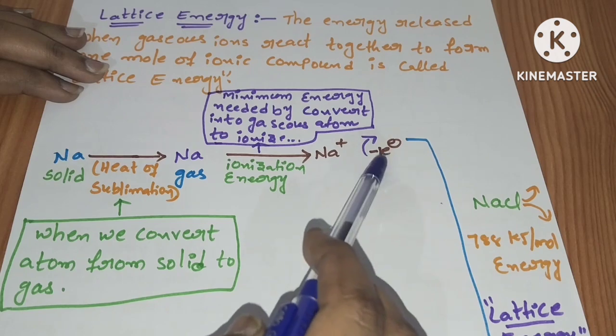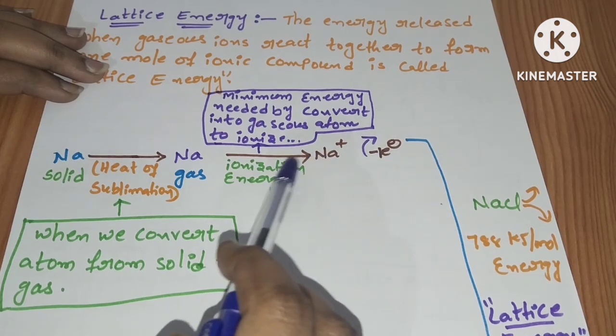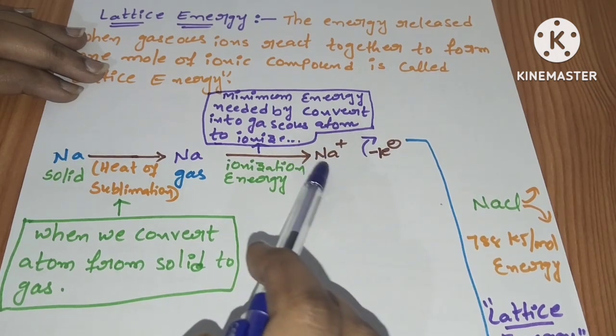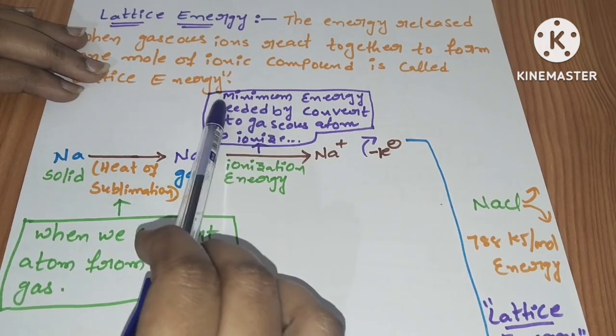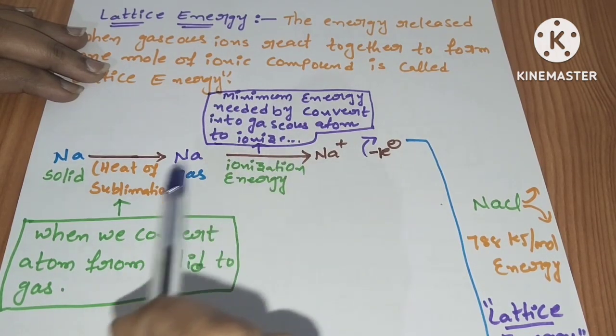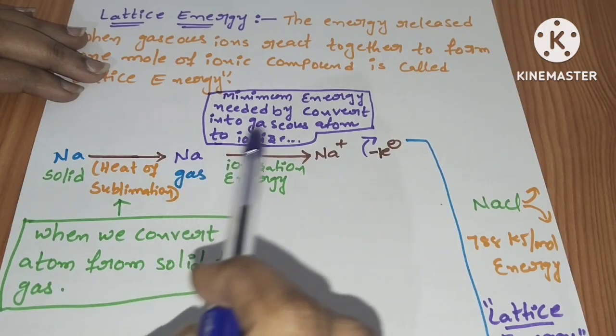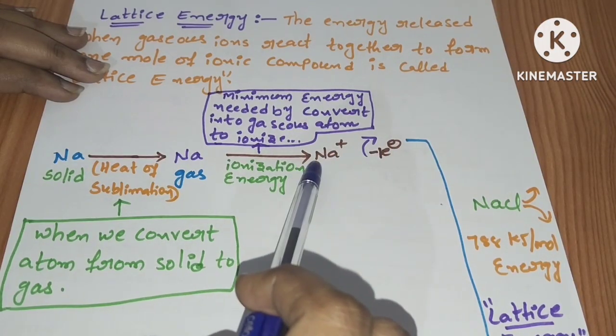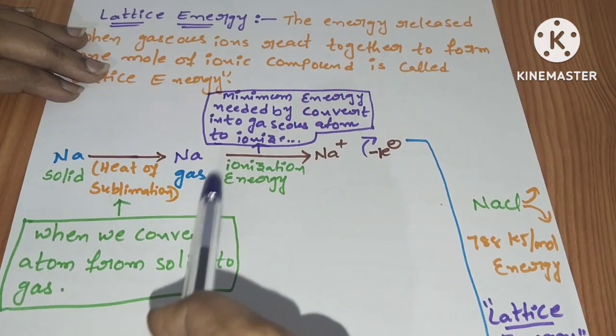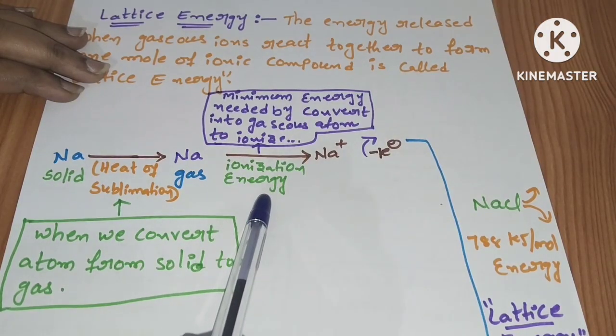Secondly, we will remove one electron from it to make it a positive sodium ion. Here, remember that when we provide the minimum energy to the gaseous atom to lose one electron and become a positive ion, that energy is called ionization energy.